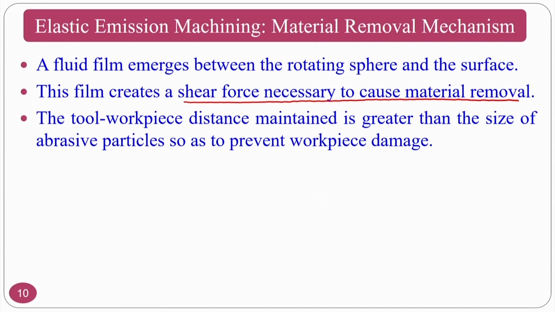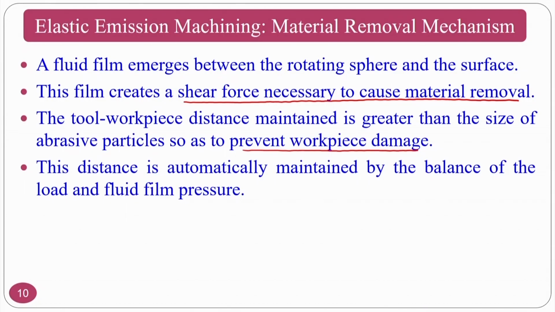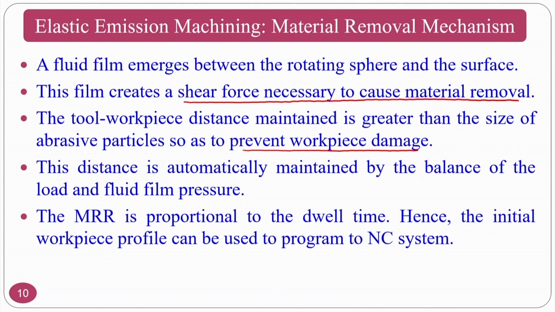The tool-workpiece distance is maintained greater than the size of the abrasive particle, in order to prevent workpiece damage. That means your abrasive particles are so fine that the gap should always be much bigger than the abrasive particle, so that there will not be any mechanical shearing action. This distance is automatically maintained by the balance of the load and fluid film pressure. So, there will be a closed loop system, and it will always measure the forces and maintain the pressures.